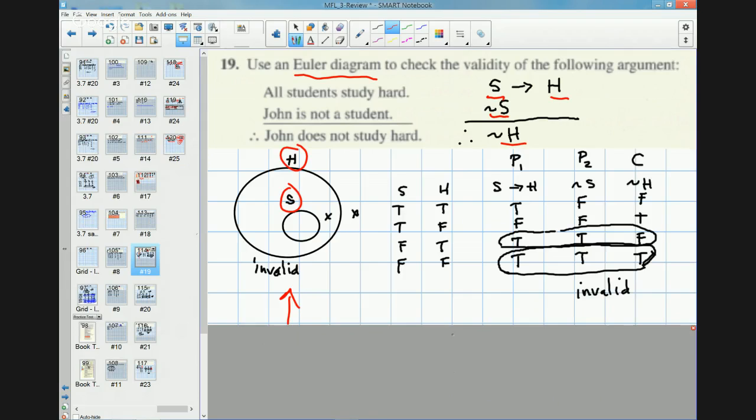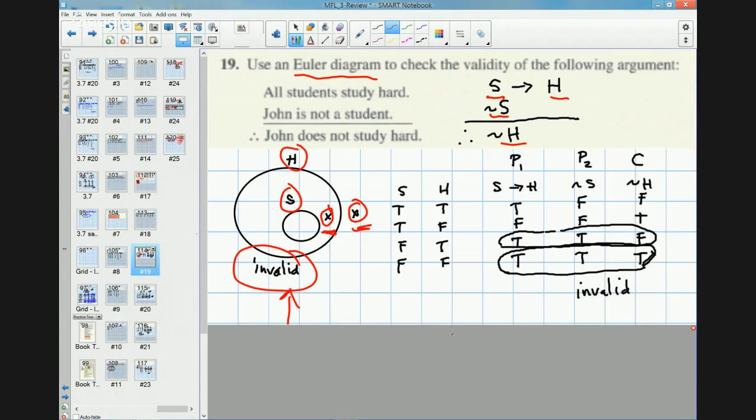All right, second premise, John is not a student. So I put down these two locations where John might be, right? All we know is he's outside of the S circle. So can we conclude that he's outside of the study hard circle? He might be outside here, but he certainly is not outside in this position, is he? So this is definitely invalid, is what the Euler diagram tells me.